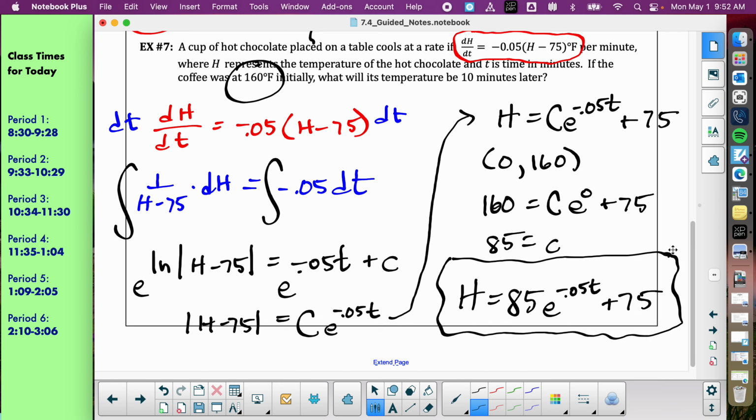Now, technically, it didn't ask for the general solution or particular solution. It wanted to know what would be the temperature 10 minutes later. So then you would put 10 in place of T. And then that one's just to calculate.